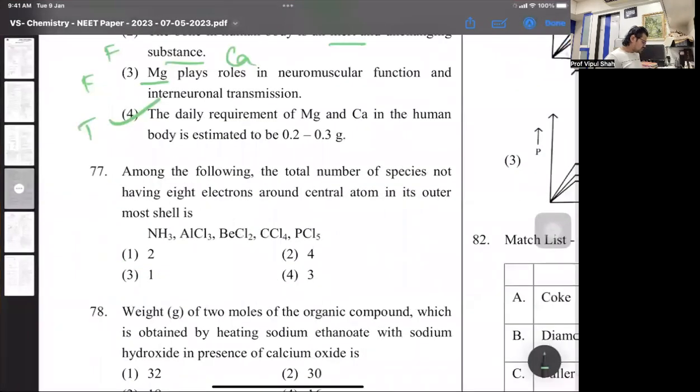77th. What it says: among the following species, which are not having 8 electrons? Ammonia will have 8, aluminum chloride will have 6, BeCl2 will have 4, CCl4 will have 8, and PCl5 will have 10. So not having 8 are basically 3 species. So it's 4. So 77.